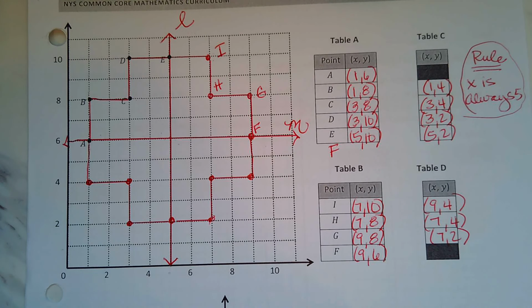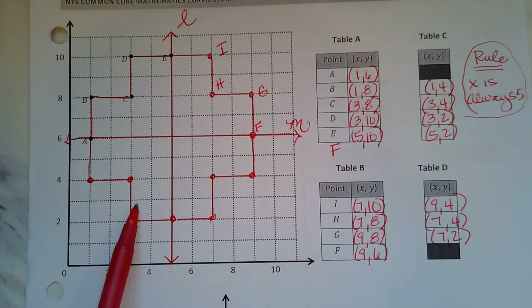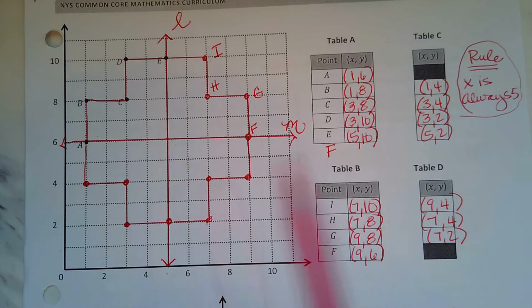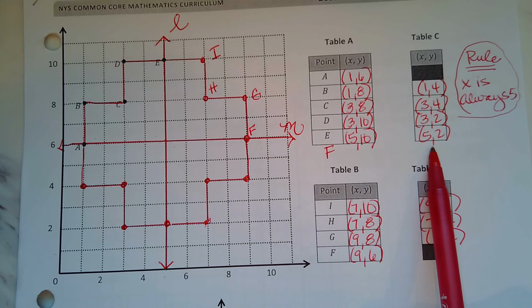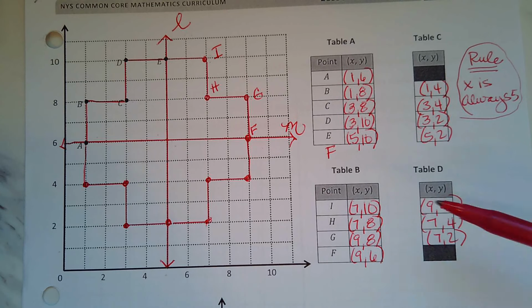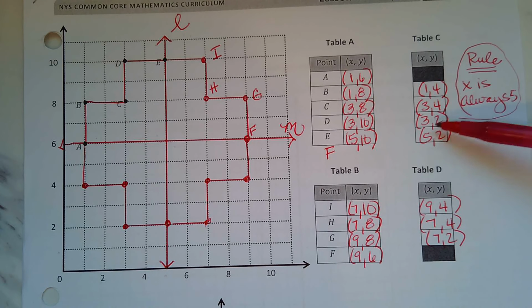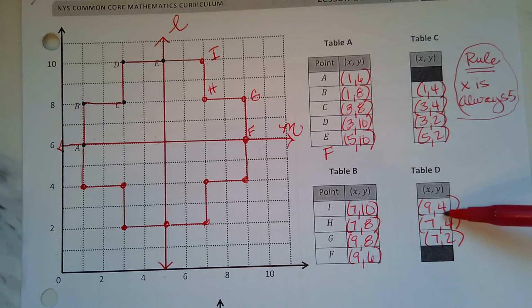Were you able to successfully create a symmetrical figure on a coordinate plane? Were you able to plot the points? Were you able to figure out what those points were? What do you notice about table C and table D? Well, it's 1, 4, 3, 4, 3, 2, 5, 2, 9, 4, 7, 4, 7, 2.